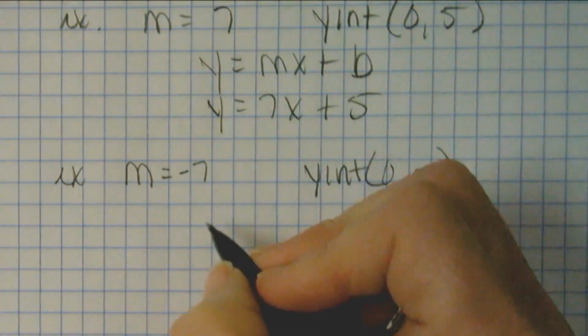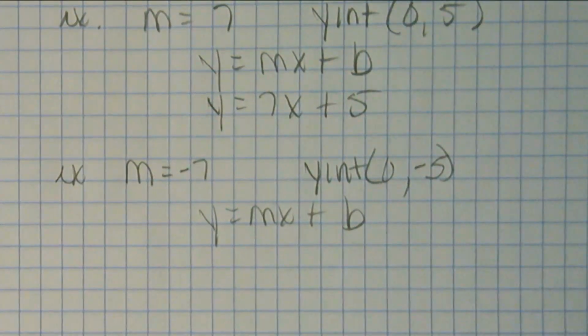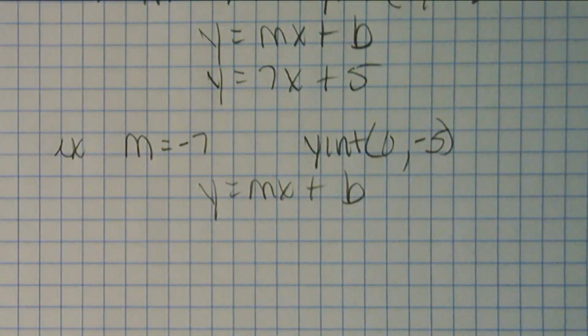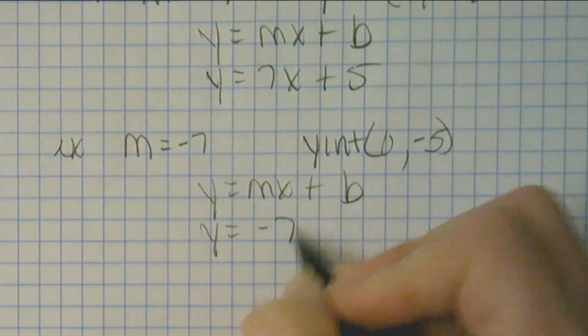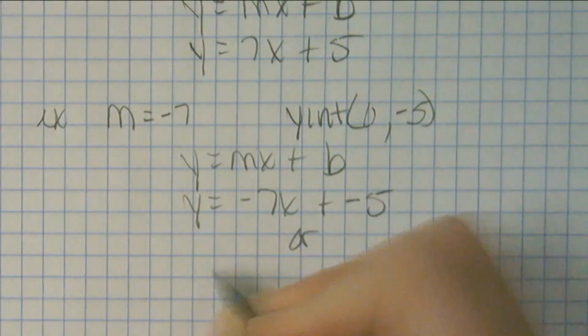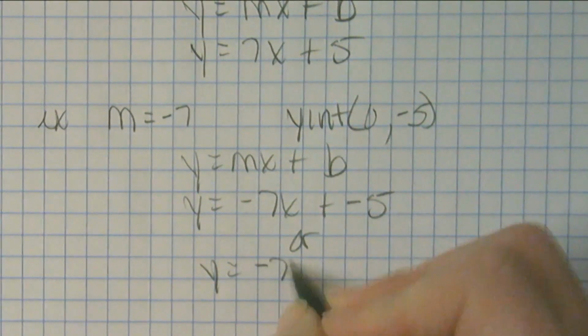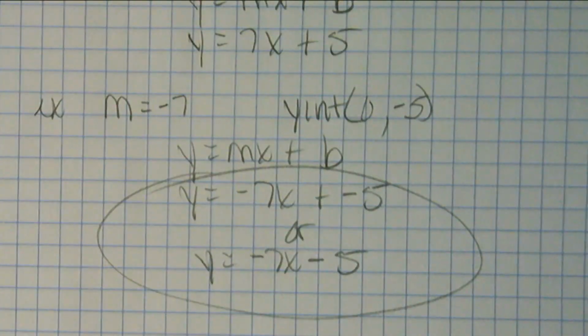That's all right. So y equals mx plus b. Somebody write my equation for me. Lily? Yep. In your book tomorrow, they're probably going to write this. Y equals negative 7x minus 5. I will take either one of those. Okay, Christian?